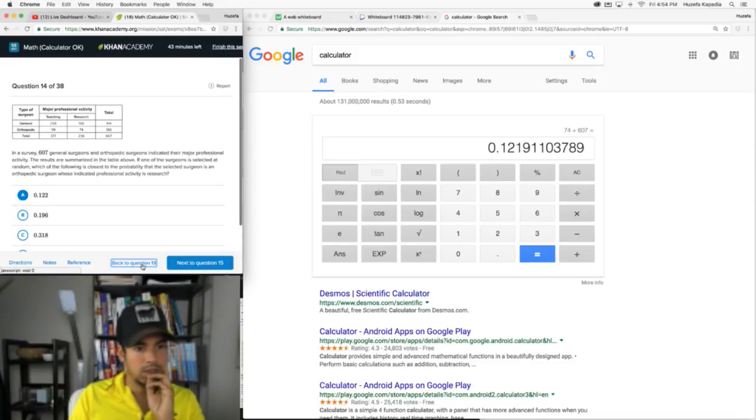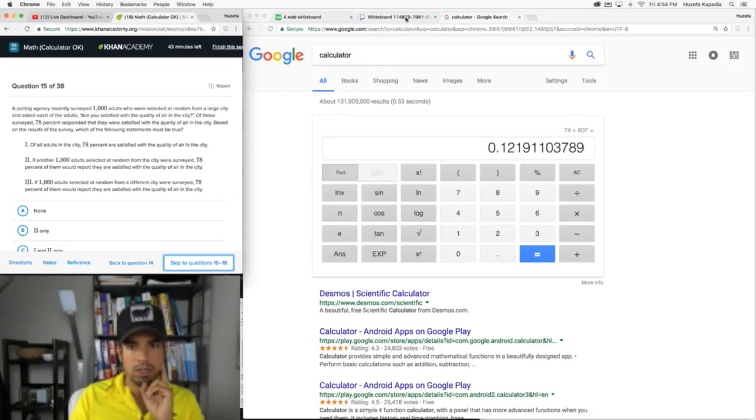Let me just see one thing. Did I do that? The results are, if one surgeon is selected, it's just a surgeon at random. Just making sure that baseline number is right.